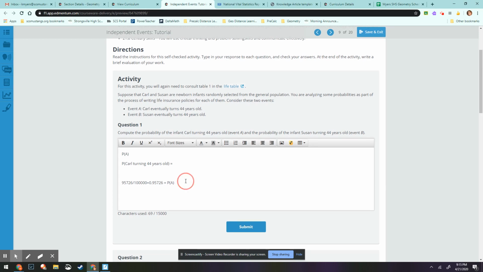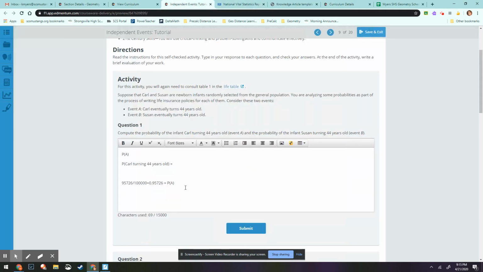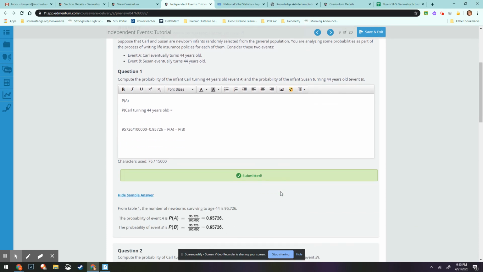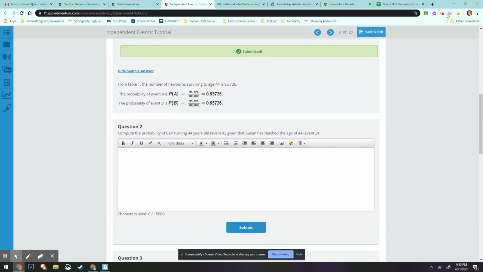Okay. And we also want to find the probability of Susan turning 44. It's actually going to be the same exact thing, because using the life table, we're going to look at the same number. So this is also the probability of B, which is Susan turning 44 years old. Okay, and good. If we just double check that, we're good.